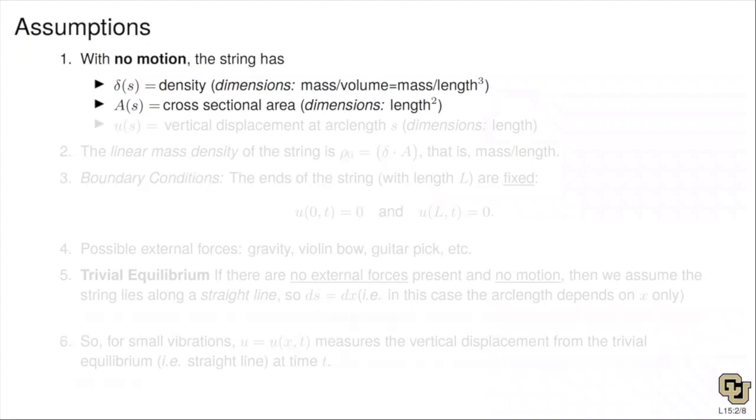For our simple model, we'll just assume that the cross-sectional area is constant, fixed from one end to the other of the string. So u of s is the vertical displacement at the arc length. If you go halfway along the string and pluck it, what's the vertical displacement there? The string will stretch a little bit, so technically it should be a function of arc length, but we will very soon just replace this with the horizontal distance x for our simplified model.